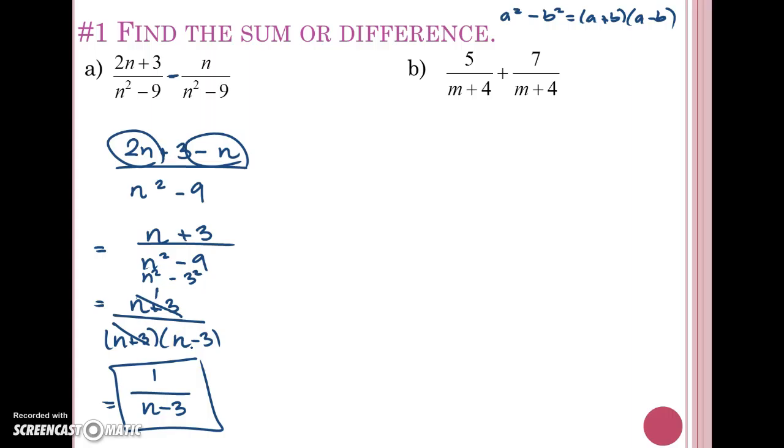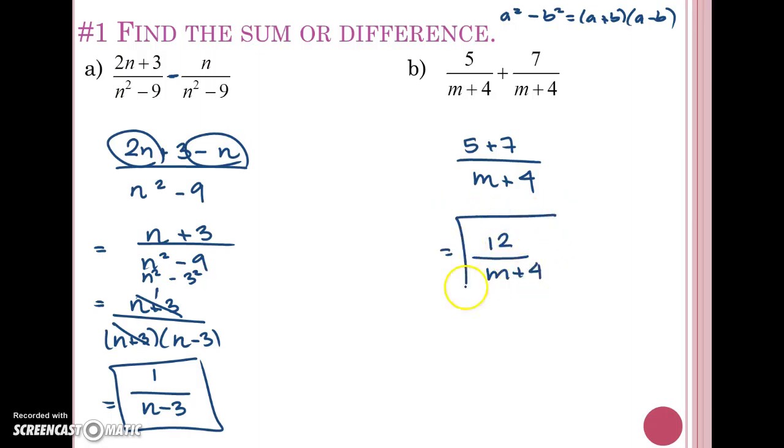Looking at letter B, they again have the same denominator already, which is nice and user-friendly, so I'm going to keep that at m plus 4. And then I'm just going to combine the numerators, 5 plus 7. So I get 12 over m plus 4. And because this is already in factored form, there's nothing left for me to do.